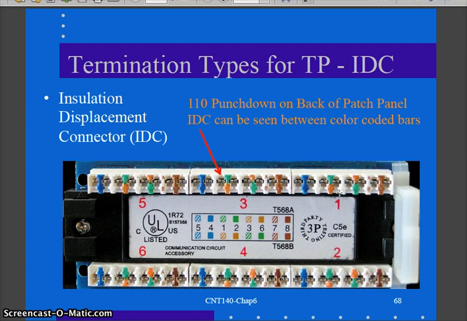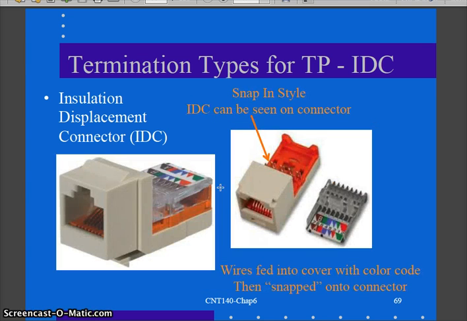Well, we still see this today and still use this today because on the back of a patch panel, if I look down in there, there's metal V's that as I force the wire in, as I punch the wire in, the metal V is cutting away the insulation, making contact with the wire inside. So the patch panels that we're using actually use this insulation displacement.